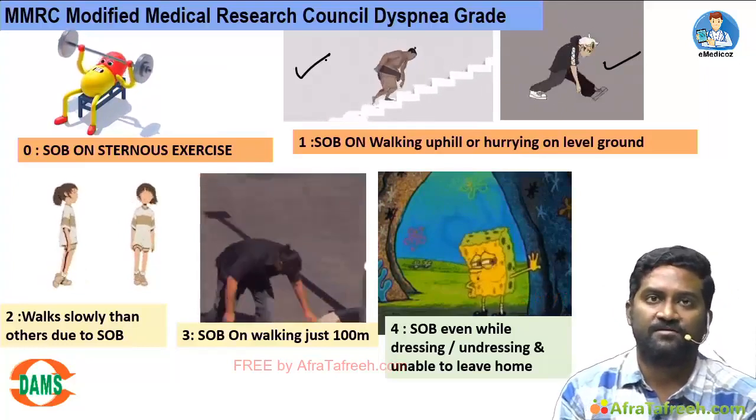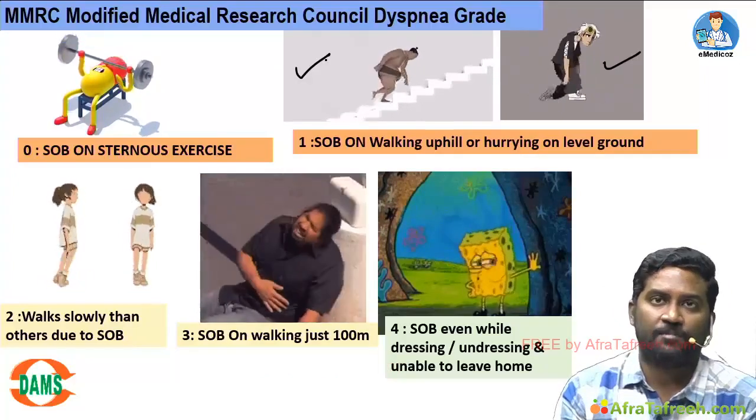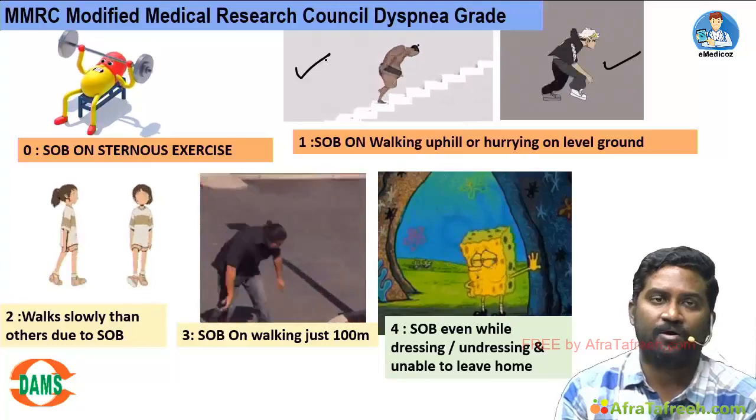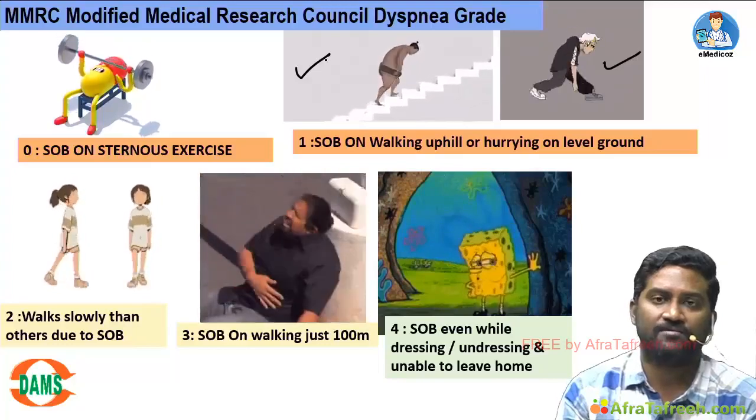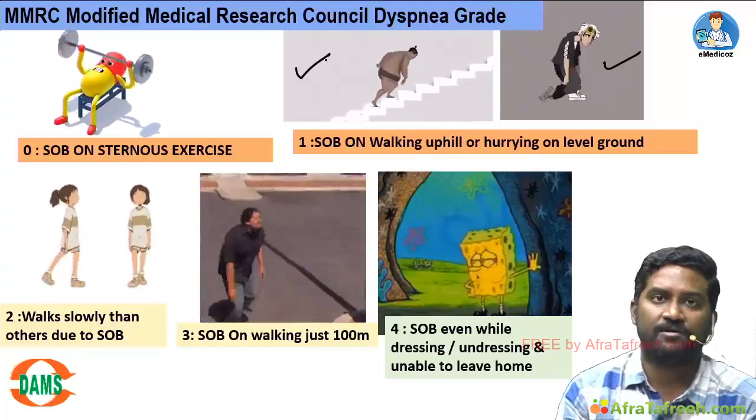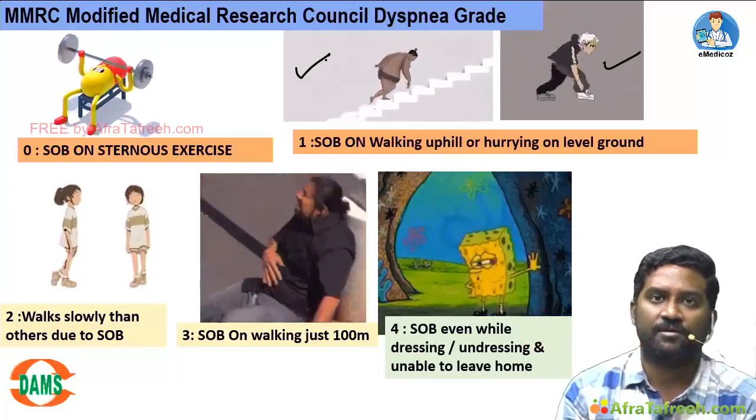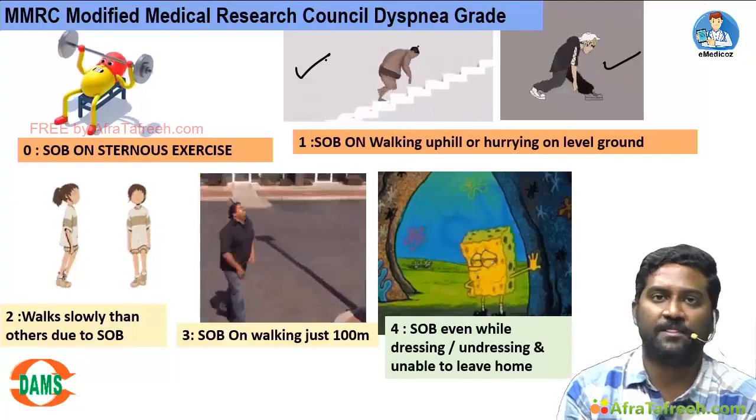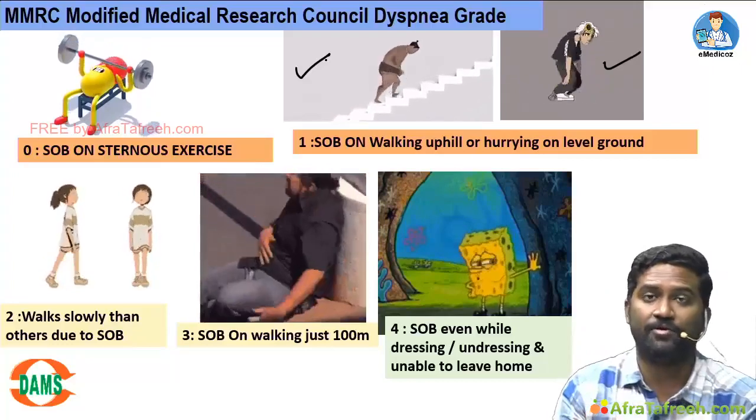0 on strenuous exercise. 1 walking uphill or level ground. 2 walks slower than others due to shortness of breath. 3 just walking for 100 meters. 4 even while dressing, undressing, and he is unable to leave home.